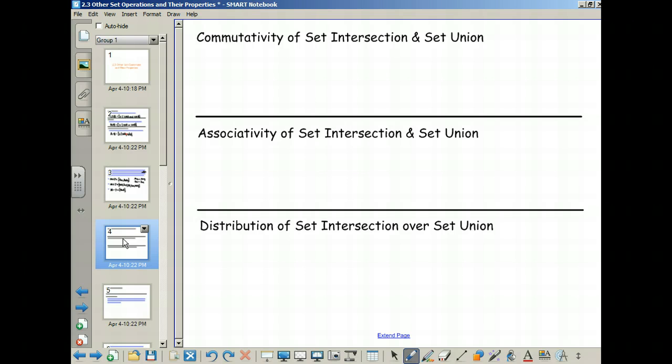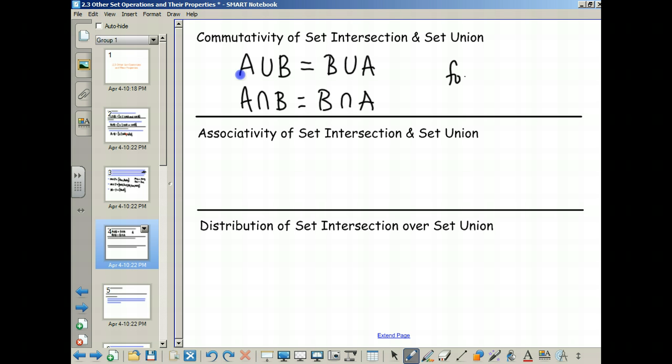So the commutativity of set intersection union says the following. I can do A union B or A intersection B, but I could do B union A and B intersection A. The order I do the union or the intersection doesn't matter. It doesn't change anything. Are you following? Okay. And so this is actually true for all sets A and B. Okay, so it isn't really specific about it. It doesn't matter what those sets are, it has this property.